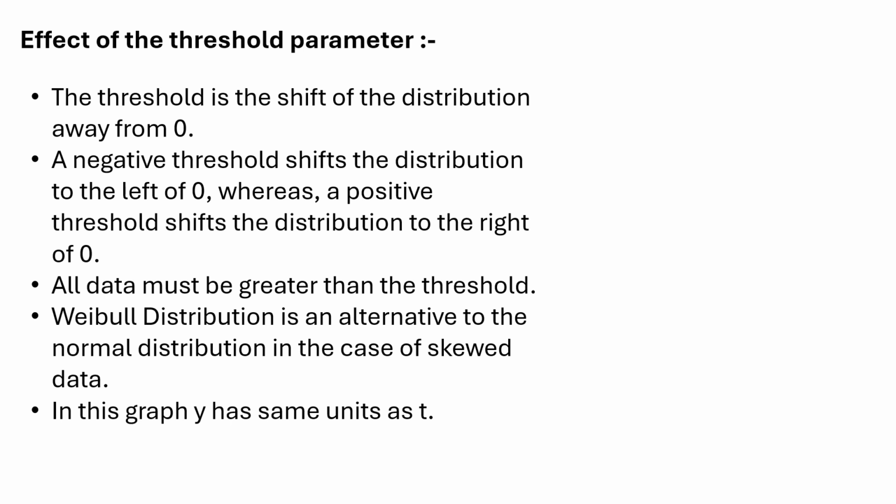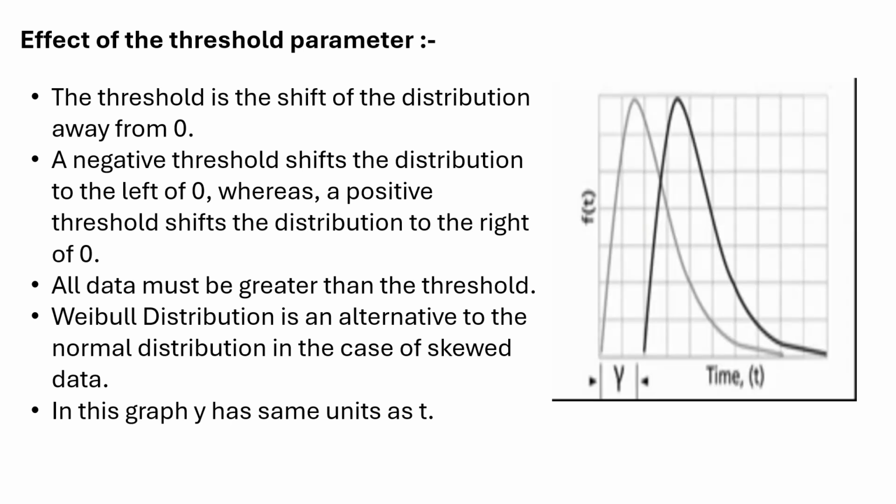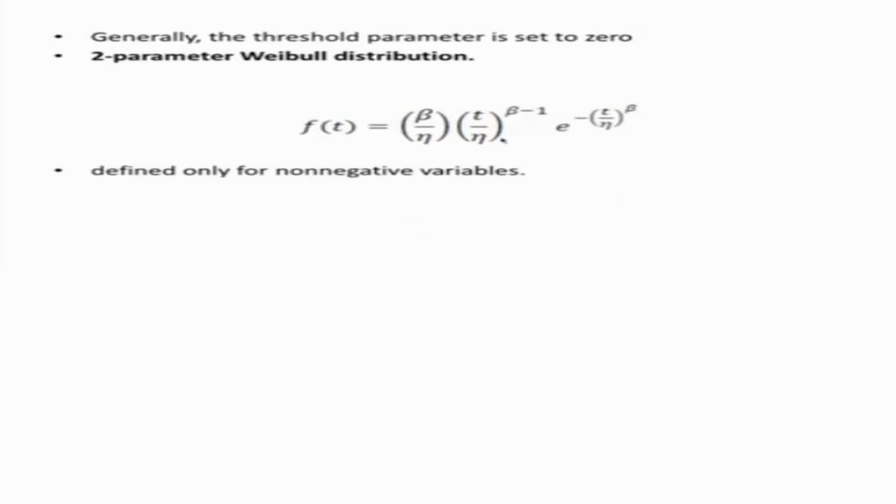Now the Weibull distribution is an alternative to the normal distribution, as we have seen in our previous graph, in case of skewed data. In this graph, again as we have seen earlier, y has the same units as t. Here we can see time versus time. This is a function of time which also has the same unit as time, and we can see this graph. Generally the threshold parameter is set to 0.